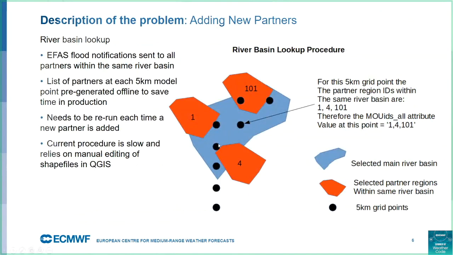So if we were to generate a flood notification here, we would need to highlight this blue area and then extract all the orange partners who lie within it. But because that process is incredibly slow, we need to pre-generate it for each black point offline so that then our operational system can run a bit quicker. But the procedure to do that is very slow. So another challenge we posed to Markus was to see if he could create a plugin for that.